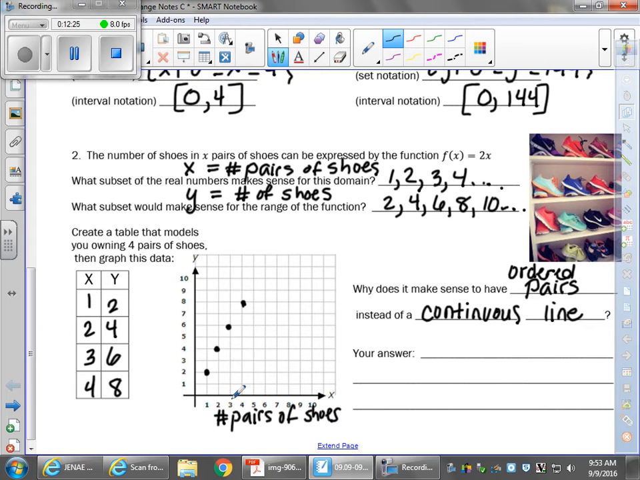You can either have 1 or 2, correct? So you can't have something in between. This would be like 3.21. Can you have 3.21 pairs of shoes? No. So, our answer, what should we write here?